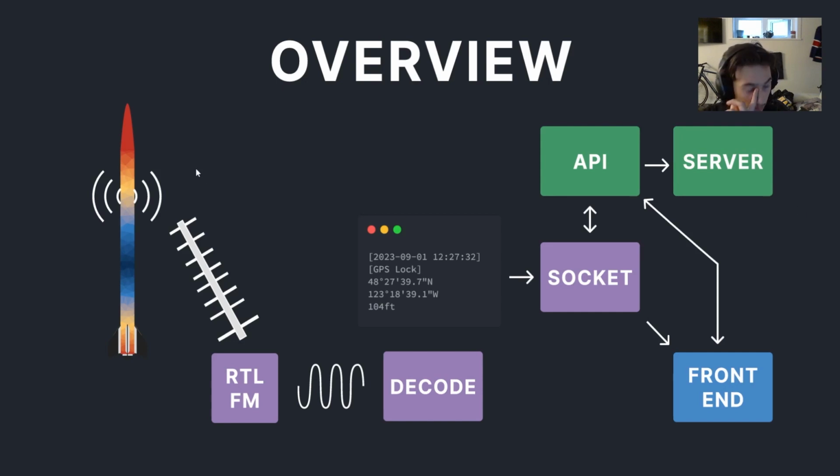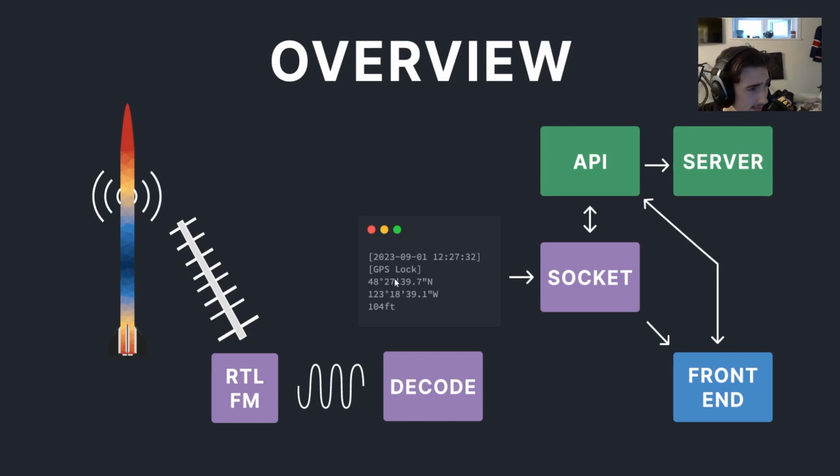So starting from the rocket end, the rocket will send packets out. Our Yagi antenna, that's what this is, will pick it up. It'll connect to the RTL-SDR, send the waves over to our decoding module inside our telemetry. It'll decode it, and it'll get these little packets. They'll look something like this.